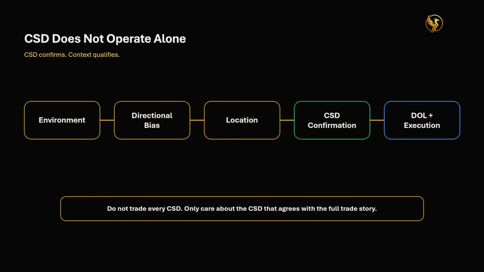My full decision begins with my environment. Then, after my environment is clear, I move on to my directional bias, then my point of interest, which is my location, then I do my CZ confirmations, then finally that's when I execute. So that is the complete sequence: environment, directional bias, location, CZ confirmation, and then the draw on liquidity followed by your execution. CZ confirms the idea, but the surrounding context qualifies it.